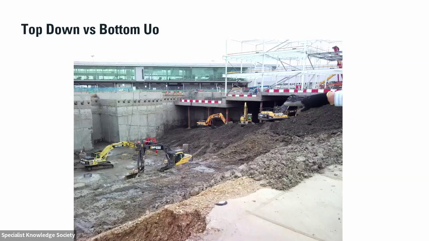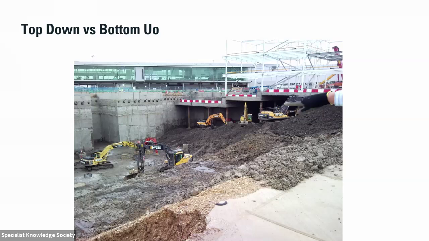So here we've got a picture. This was actually Heathrow T2B, which was built about 15 years or so ago. We can see on the left-hand side there, we've got a diaphragm wall, which is exposed, which has got anchors at the top. And so the bit down on the left-hand side of the picture is showing a bottom-up construction. Built the wall, put the anchors in, excavated down to the bottom.